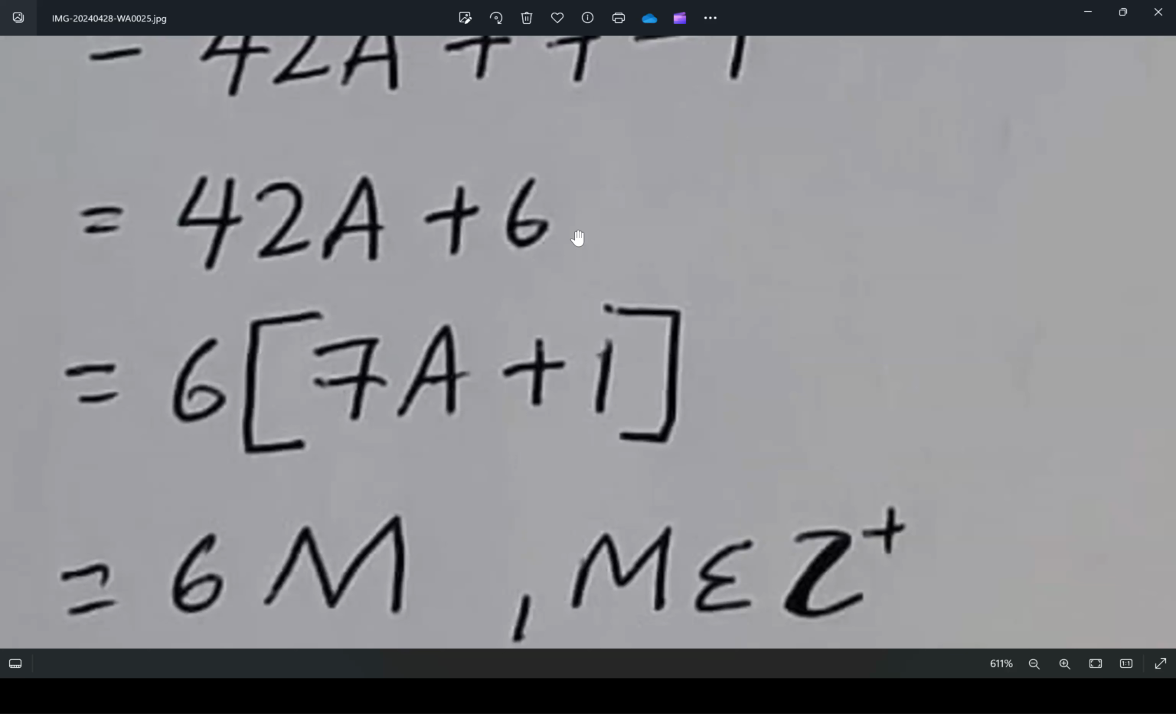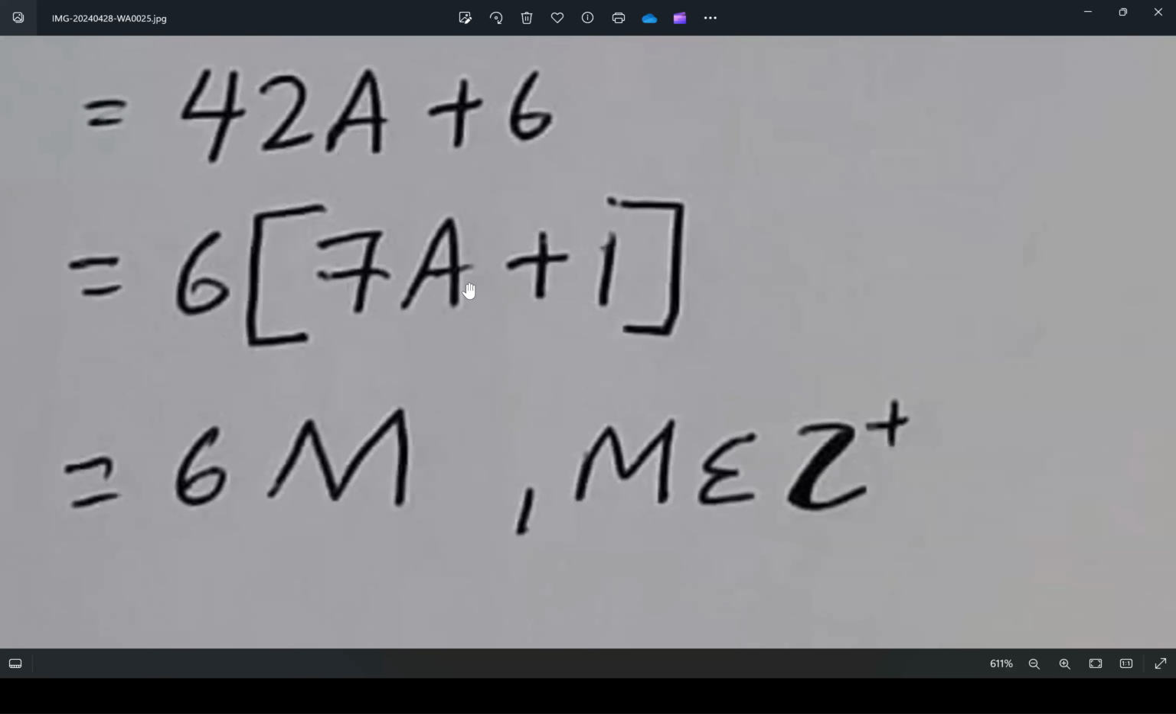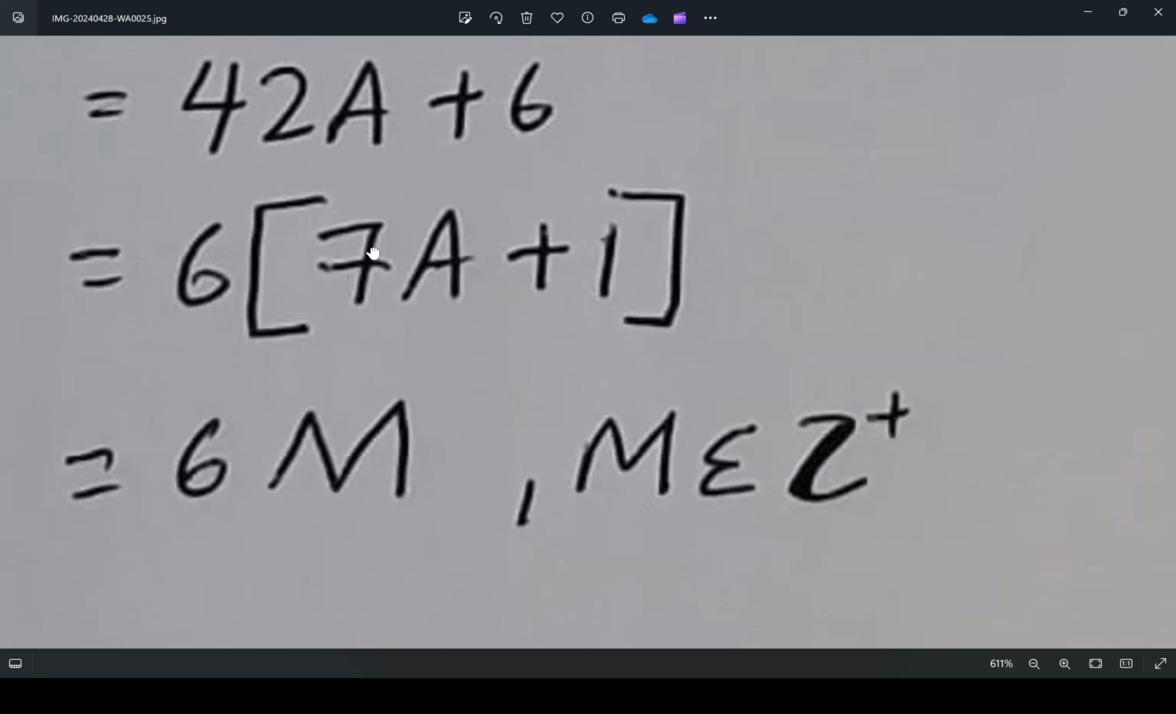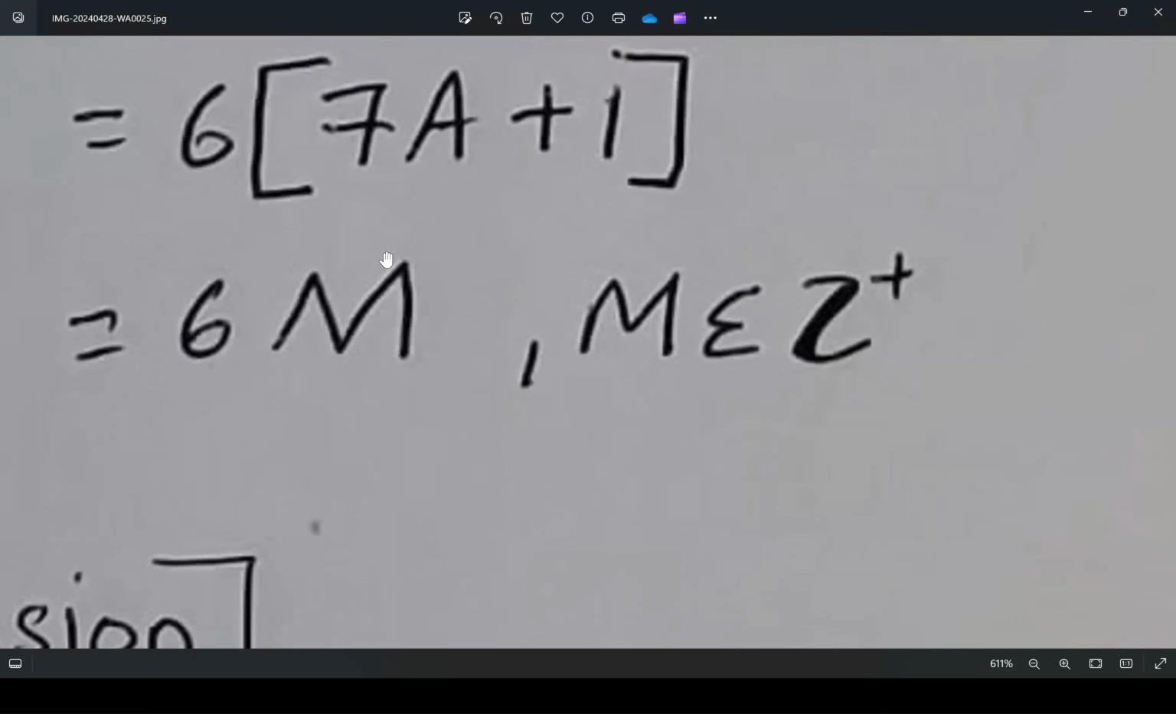Instantly, you realize that 42a plus 6, both of those numbers are divisible by 6, right? We have 6 times (7a plus 1). We remember that we said that a is an integer. a can be 1, 2, 3, 4, all the way up. And if a is an integer, then 7 times a has to be an integer, and then 7a plus 1 has to also be an integer, which means that this entire inside section is an integer. So if we replace the entire bracket with m, we have 6 times m.